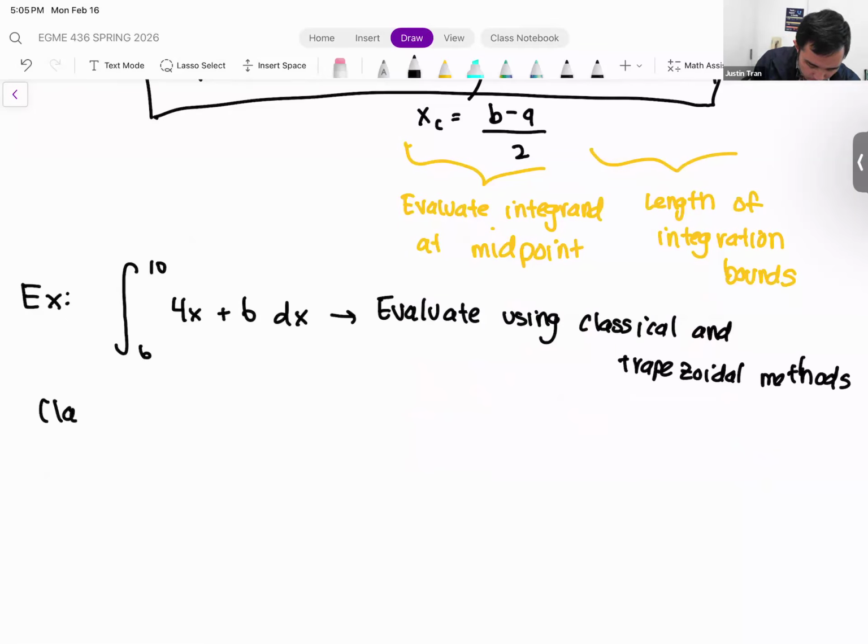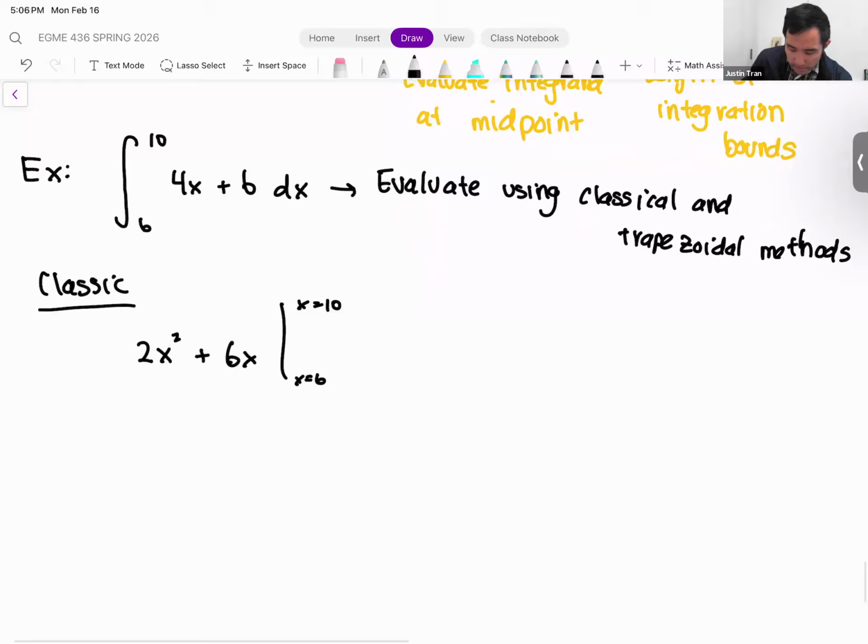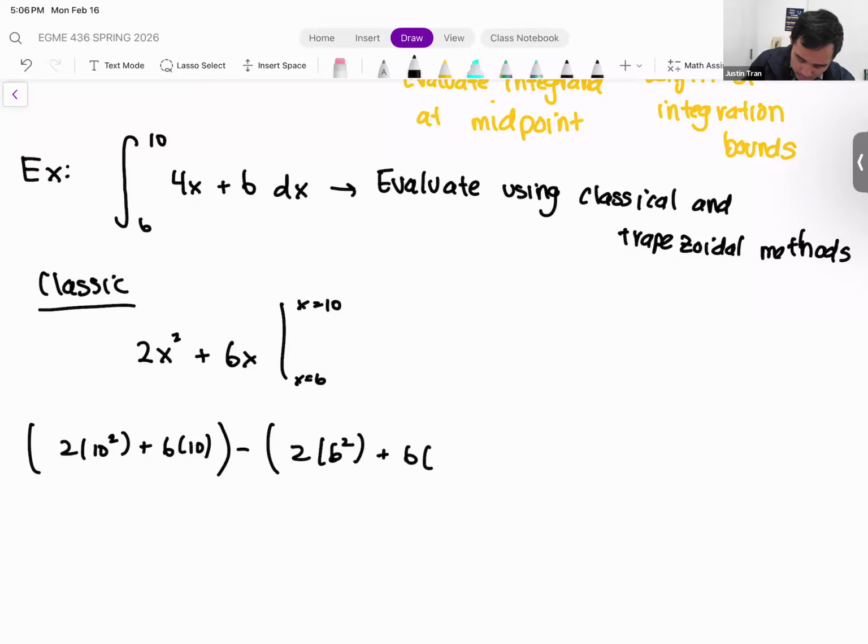And what you're going to see is that they're both the same. Okay, so let's do the classic way first. The classic way to evaluate this integral is to take the antiderivative of your integrand and then evaluate it at the integration bounds. The antiderivative of this is 2x squared plus 6x, and we evaluate it from x equals 6 to x equals 10. So we get 2 times 10 squared plus 6 times 10, minus 2 times 6 squared plus 6 times 6. You can pull out your calculator and punch in those numbers, but I've already done that for you. We get 152.